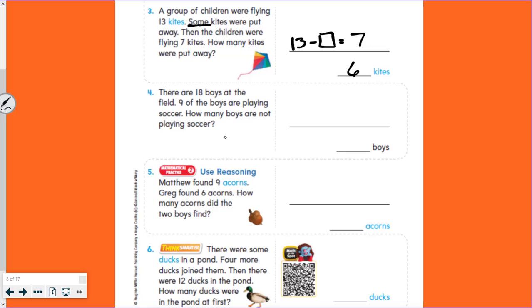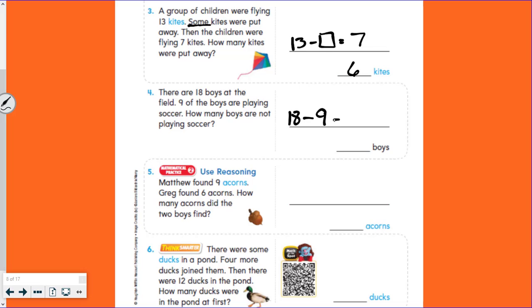All right, so here we go. So we've got 18 boys are playing at the field. So we start with 18. And 9 of the boys are playing soccer. So we've got 18. Some are playing soccer, right? So they go away from the group. They're playing soccer, so we're subtracting.